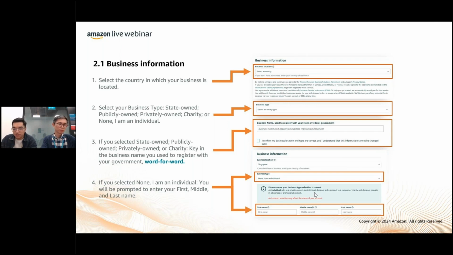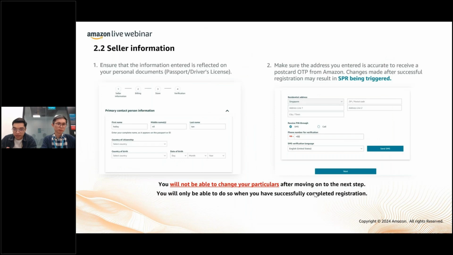So after your business information page, when you go on to the next page, you'll be brought to the seller information page. This is where you will input your personal details. This page is very important, as all the personal details you input here cannot be changed in the future after moving on from this step.